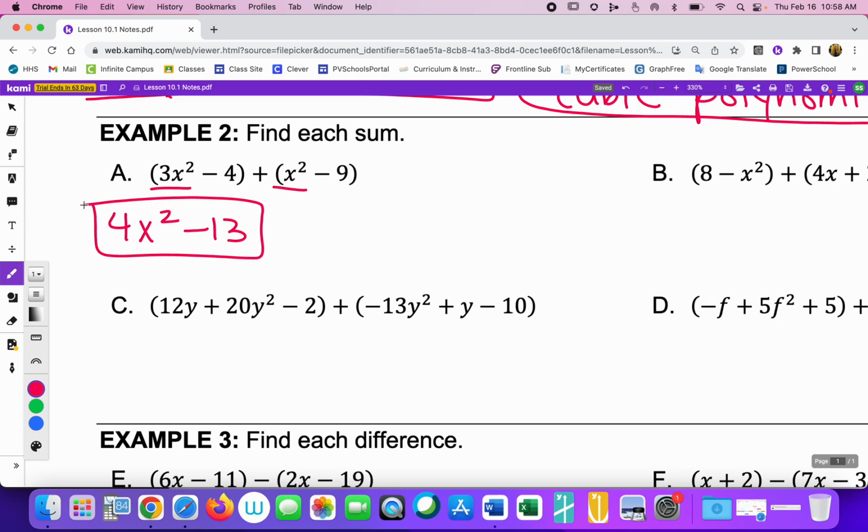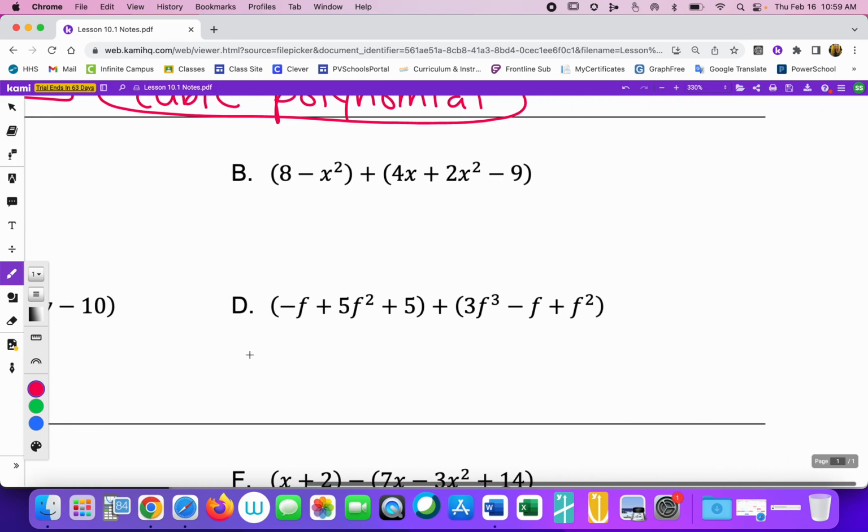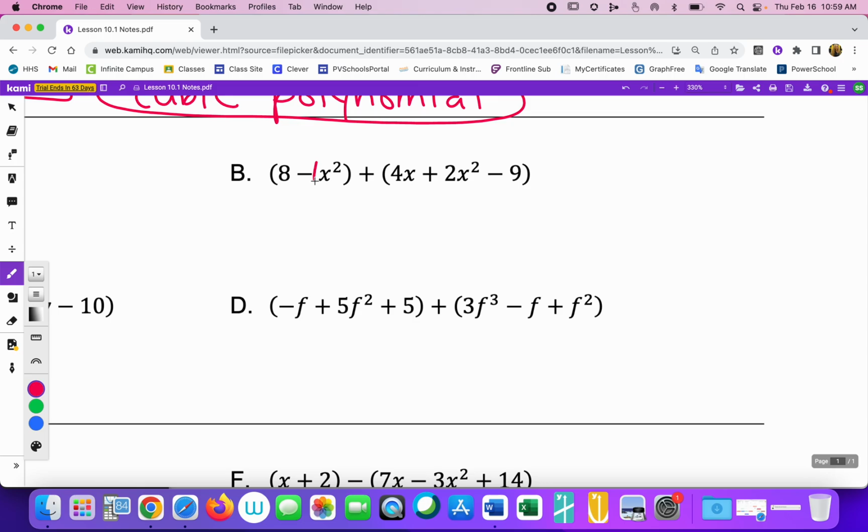For adding, the parentheses are not necessary. For subtracting, they are. So that's the difference, but we'll get to that in a few minutes. So on all of these, start with your highest degree because it has to be in that order anyway. On B, what's the highest degree we have? X squared again. Now, if you don't see a number in front, there is a 1 there. So this is a -1x squared plus 2x squared. What's -1 plus 2? 1x squared.